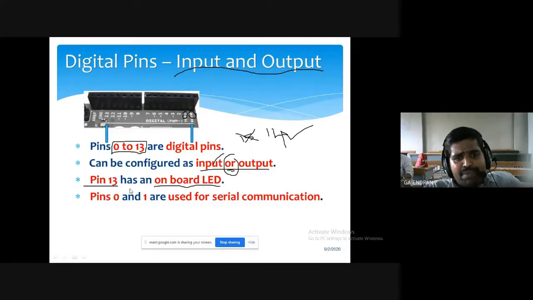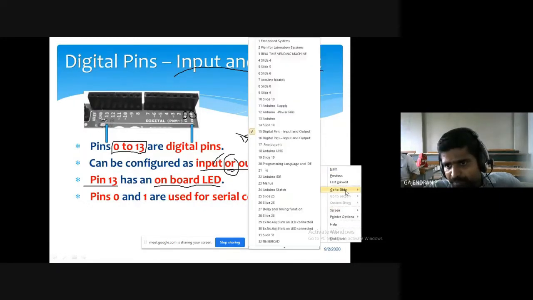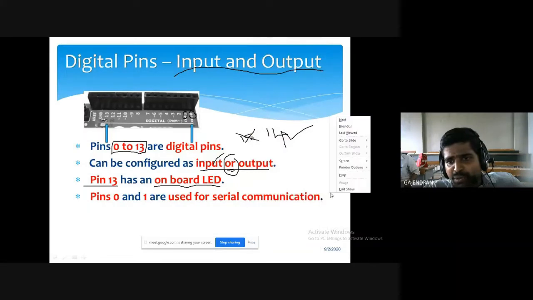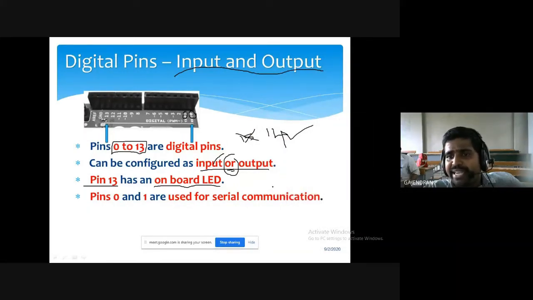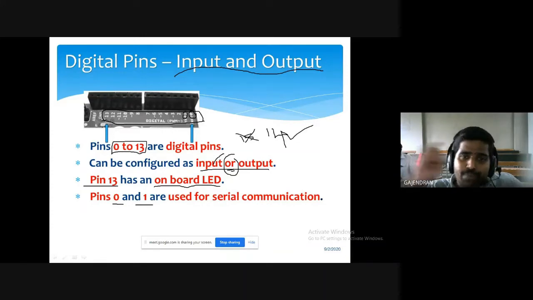Pin number 0 and 1 are used for serial communication. There are 14 digital input output pins. All the pins can be configured as input or output. Additionally, pin number 13 is also connected to the onboard LED. Also pins 0 and 1 are used for serial communication.